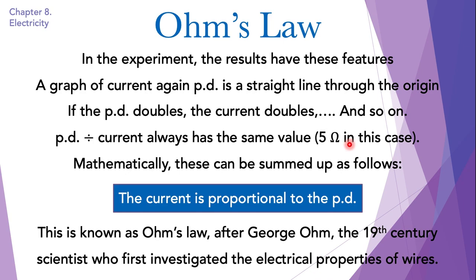So mathematically, these can be summed up as the current is proportional to the potential difference. And this is known as Ohm's law, after George Ohm, the 19th century scientist who first investigated the electrical properties of wires.